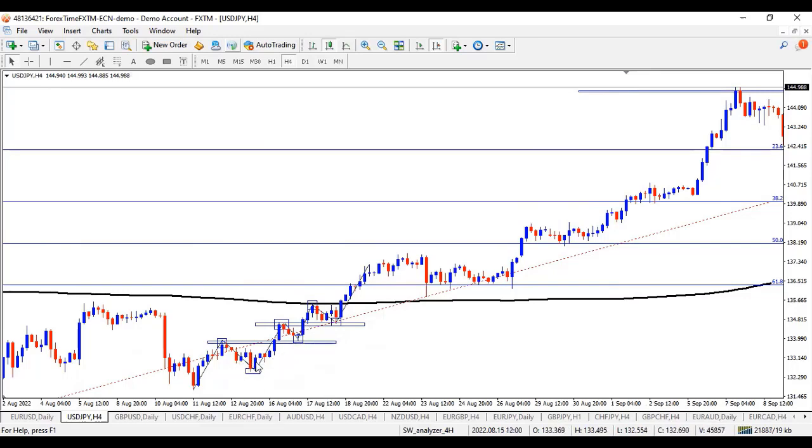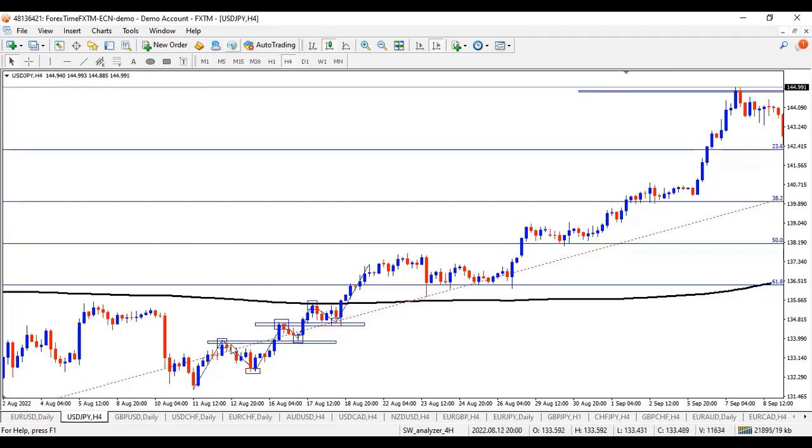There's a piercing pattern right here. So all these, remember your Japanese candlestick knowledge, all these are bullish reversal signals. And we still buy at the pullback. So there are many ways to indicate to you that the pullback has now ended.